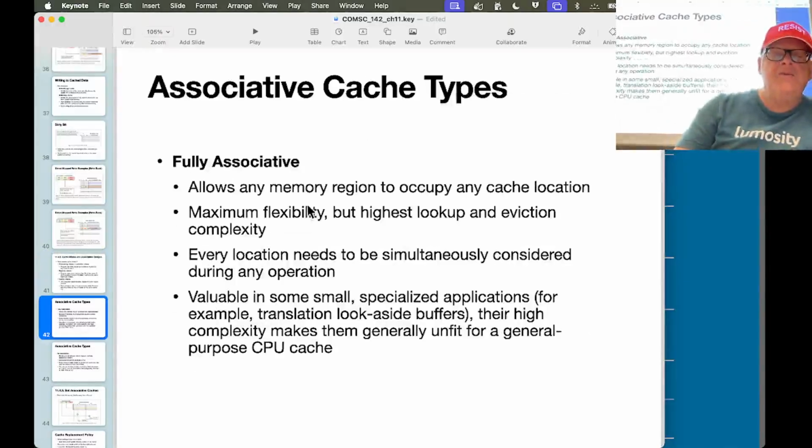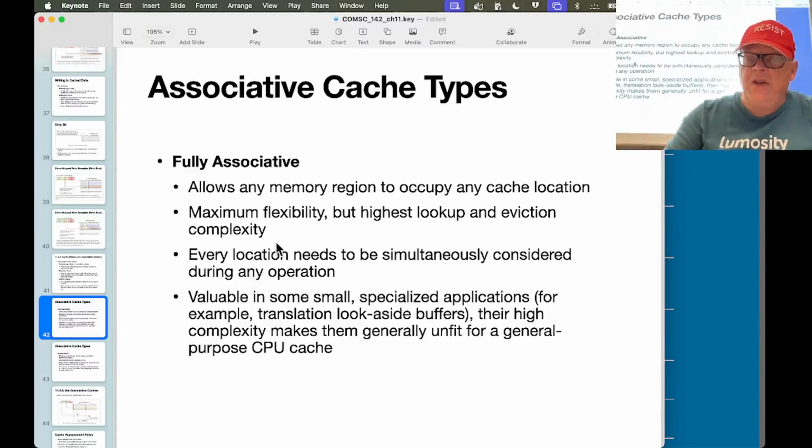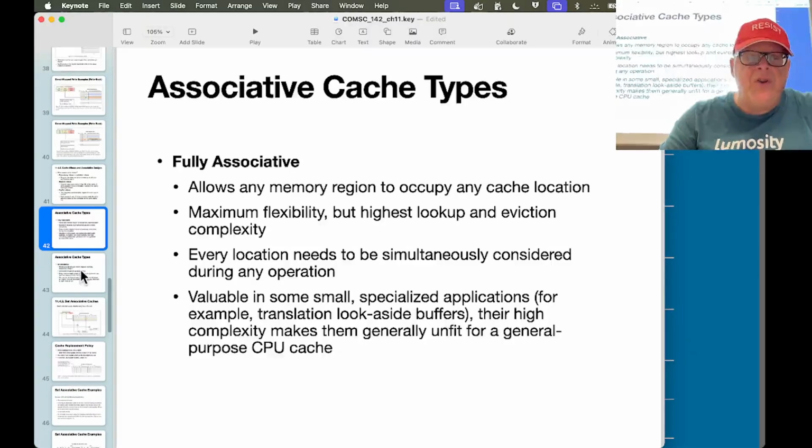All right, and so the fully associative cache allows any memory region to occupy any cache location. This is the maximum flexibility, but it's going to have lookup and eviction complexity. Every location needs to be simultaneously considered during every operation. So you can't tell which block of data in the cache you should be looking at. You're going to have to look at them all, which is going to slow down read and write operations. This may be useful, but it's not generally good for general purpose computing.